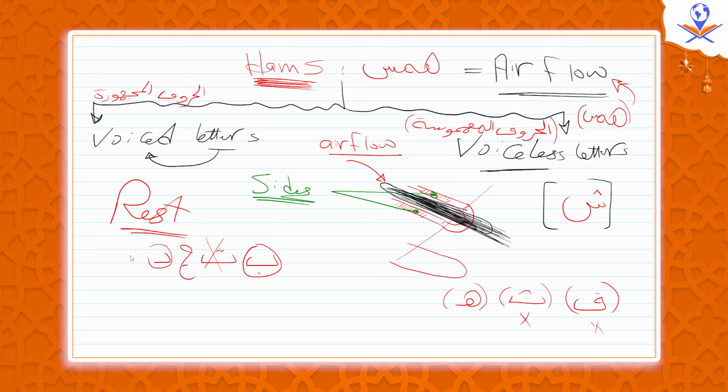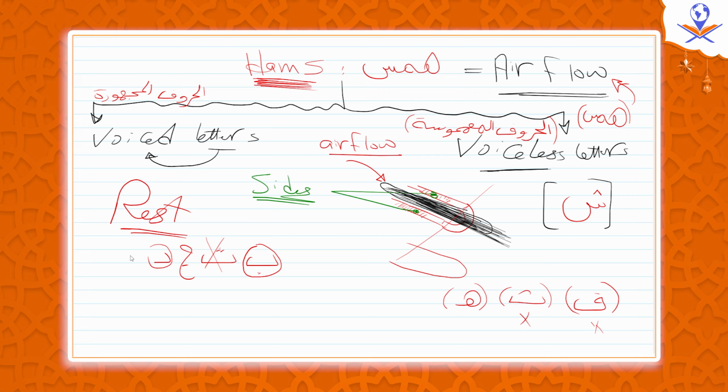So how to differentiate with a qalqala? That's why we have a qalqala. Qalqala makes each letter stronger and different. Look at ba, ab. With qalqala, ab. It's clear now. Jim, ad. With no qalqala, with no airflow, ad.